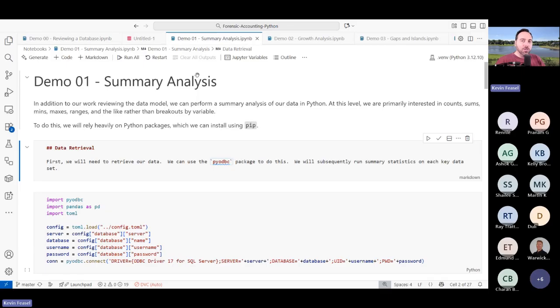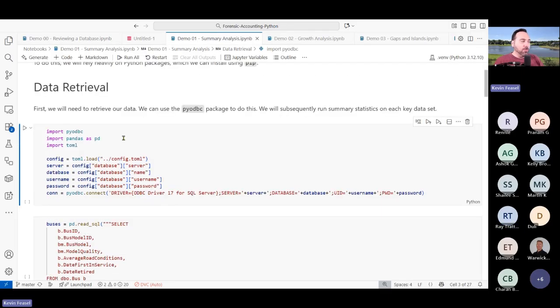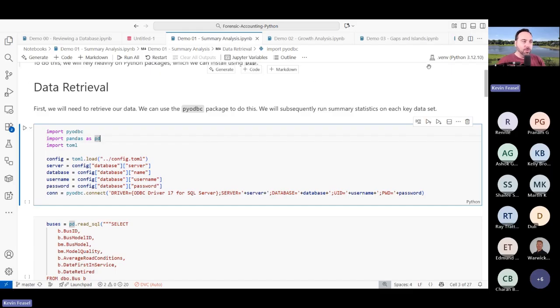So let's do that. And there we go. For data retrieval, I'm going to use PyODBC. And by the way, if you would like me to bump up the font size on this a notch, please let me know. I'm happy to do so.